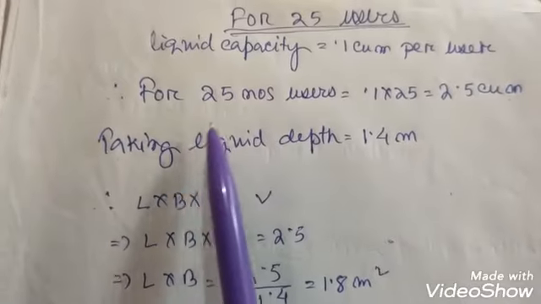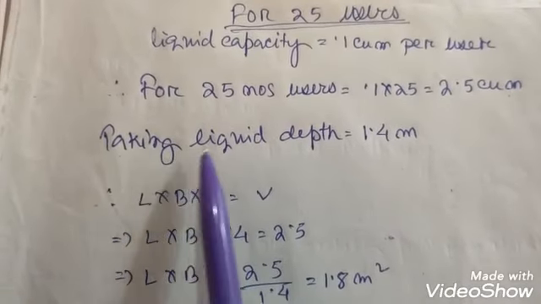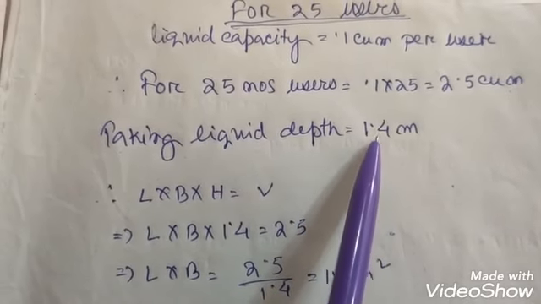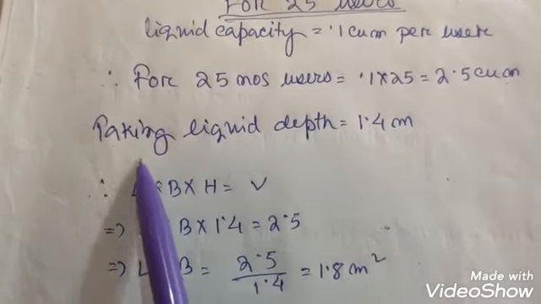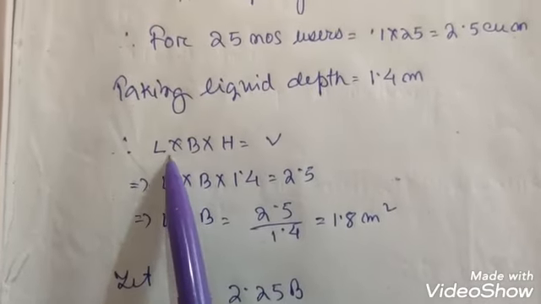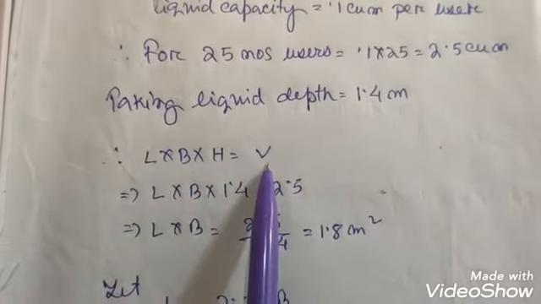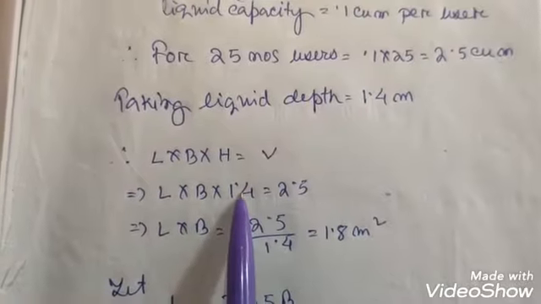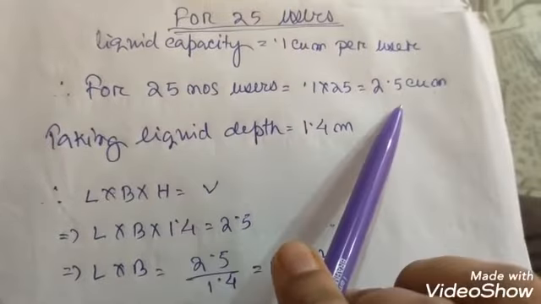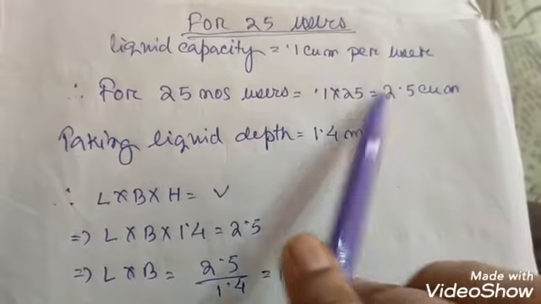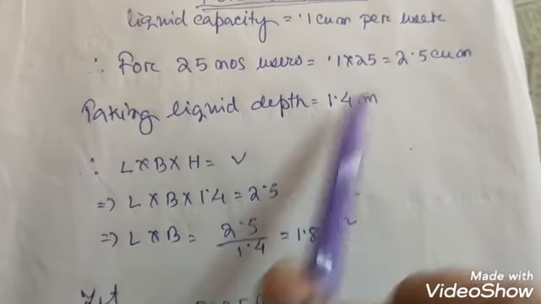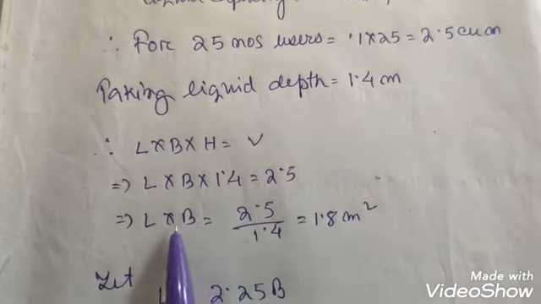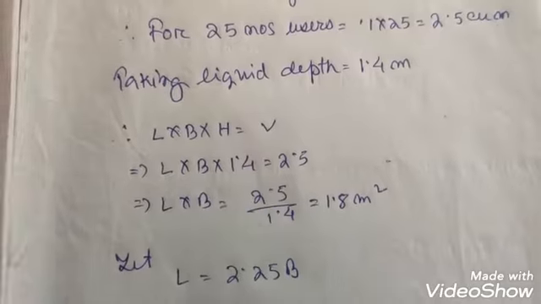Now we will assume a liquid depth of 1.4 meter. You can assume any depth but don't take this less than 1 meter. We know length into breadth into height is equal to the volume. Length into breadth we need to find out. Height we have already assumed, it is 1.4, and for 25 users the total liquid capacity, or total volume, is 2.5 cubic meter. So length into breadth, that means the area, is 1.8 meter square.